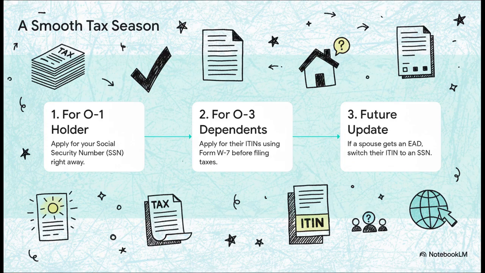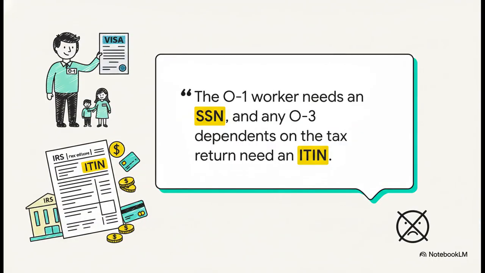And step 3, this is a little look ahead. If your spouse later gets work authorization and their own SSN, you've got to remember to let the IRS know so they can update their records. Simple as that. Look, if you forget everything else we've talked about, just remember this one thing. This is the crucial point. The O-1 worker needs an SSN, and any O-3 dependent that you list on that tax return needs an ITN. It really is that simple. An SSN for the worker, an ITN for the non-working dependents.